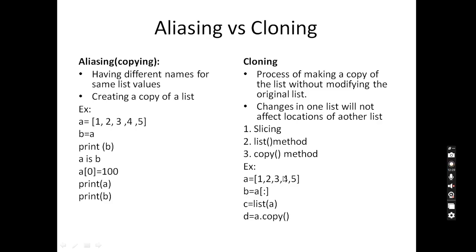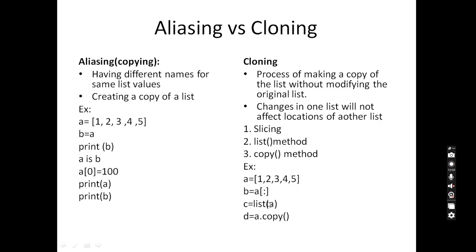I have a list with elements 1 to 5 here. By b is equal to a within square brackets, giving just a colon, it will copy the whole content and save it as b. But a will be in a different memory location and b will be in a different memory location. If I change a value, it will not reflect in b. If I change b value, it will not reflect in a here. In the same way, I can call the list method here, list of a.